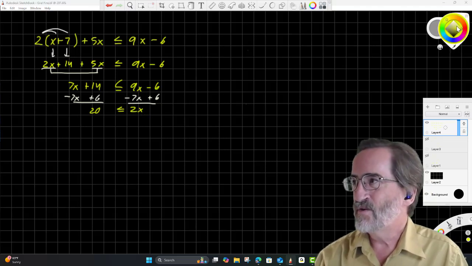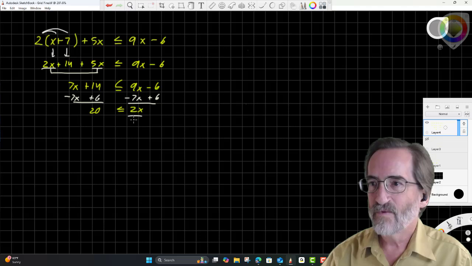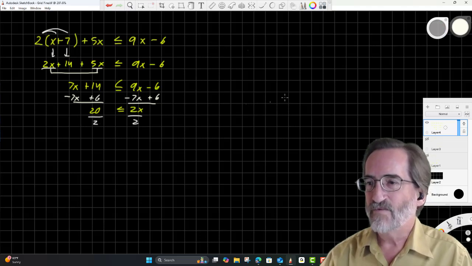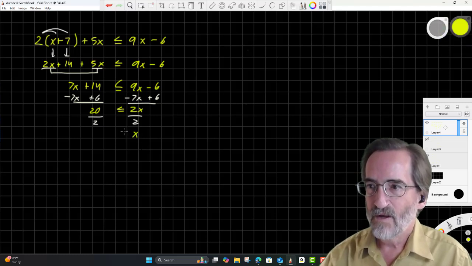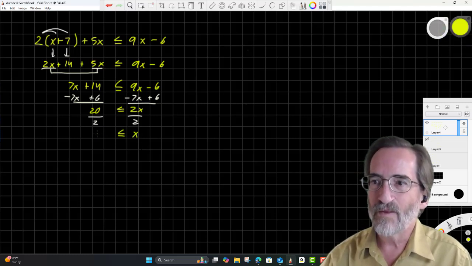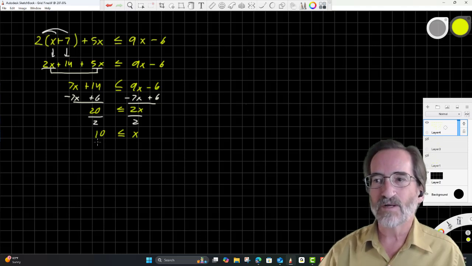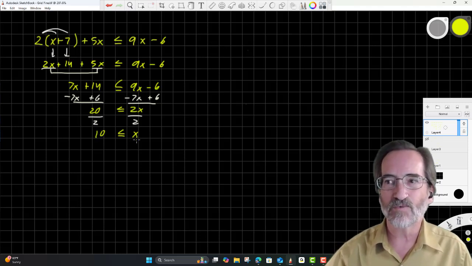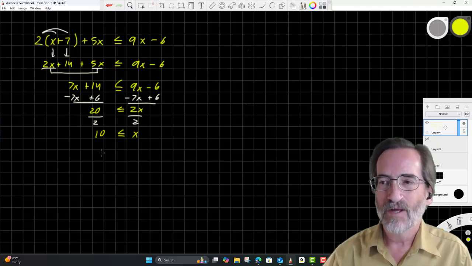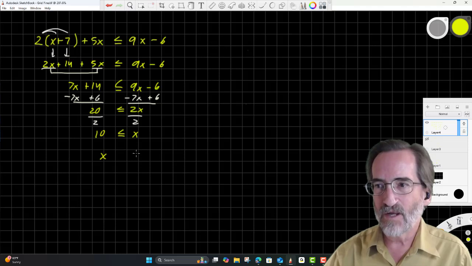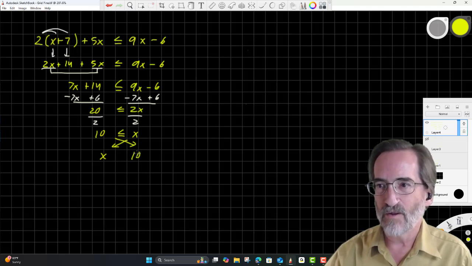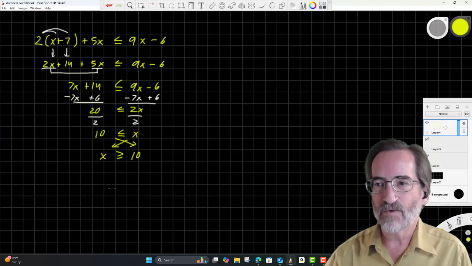Okay, now divide by 2. I'm dividing by a positive, so I do not flip the inequality symbol. 10 is less than, well, let me talk about how to read this. This reads 10 is less than or equal to x, but it also reads x is greater than or equal to 10. And this is the other rule here. When you flip around the inequality, if you switch sides, you have to flip the inequality symbol as well. So this reads x is greater than or equal to 10.